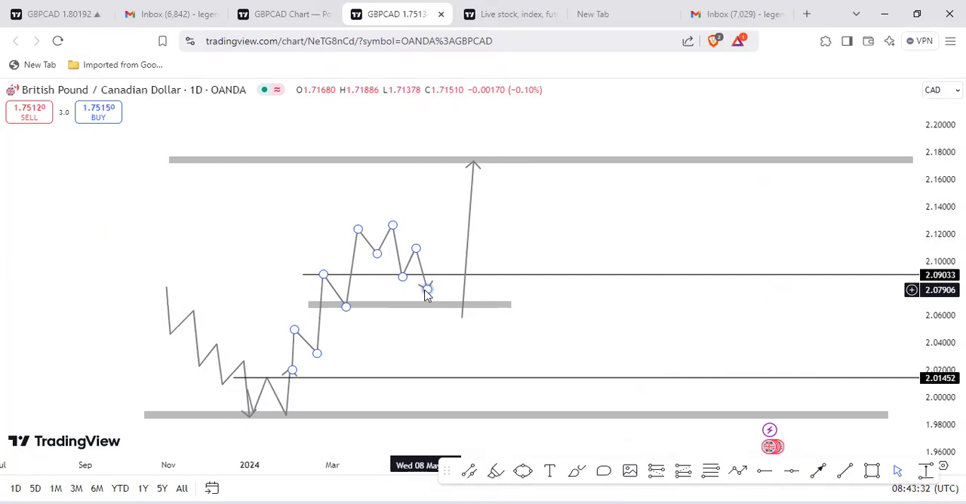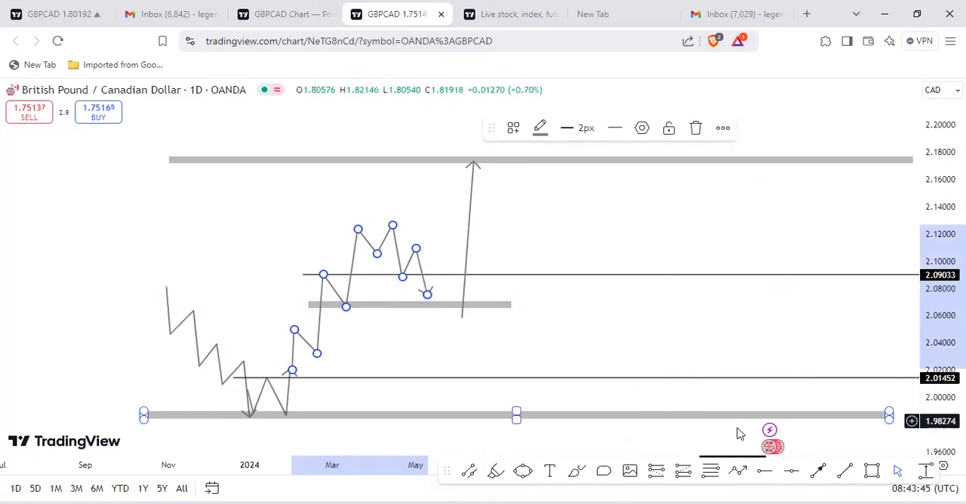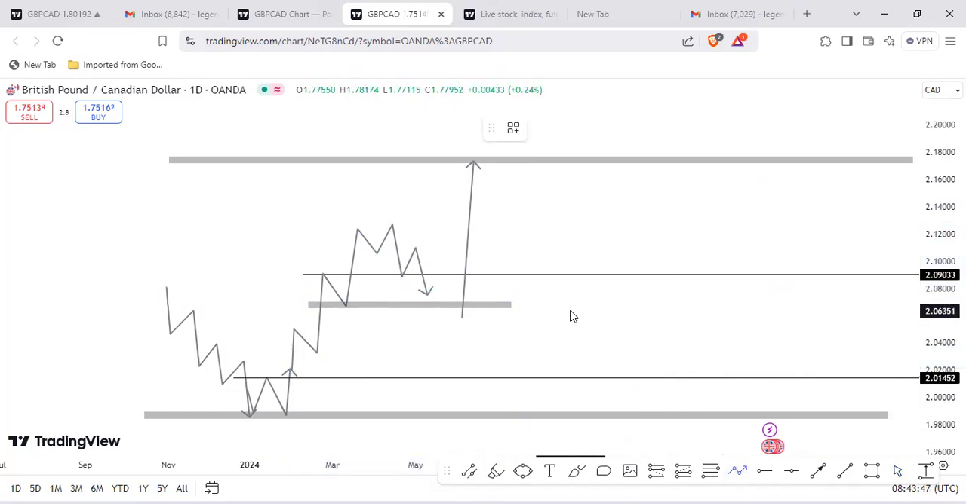Now I will be patient to see what this market will do, because I know that as long as this zone is still respected, the market is still technically bullish. So what it does most of the time is that once the market comes here, it just does as if it wants to break down here. The next thing you will see is that it now shoots up.